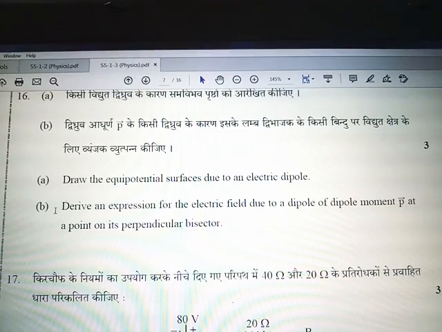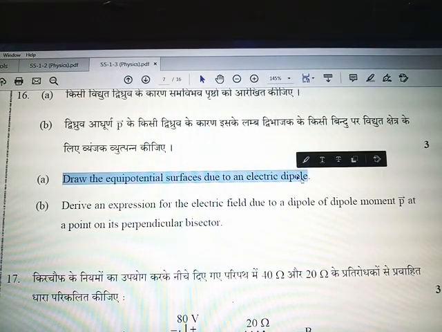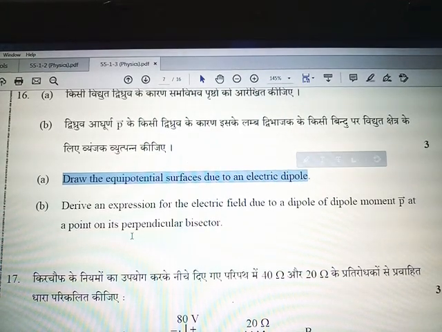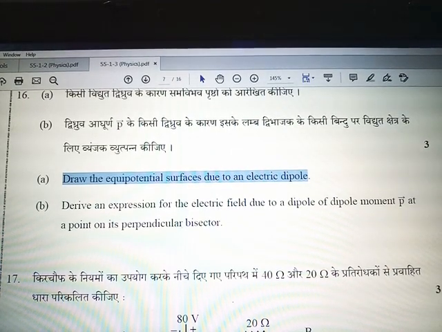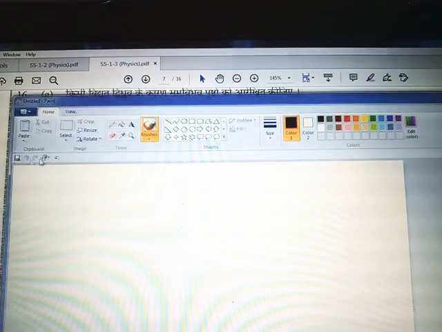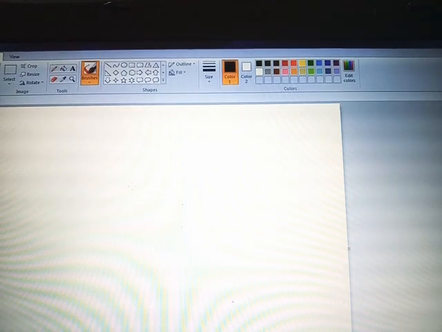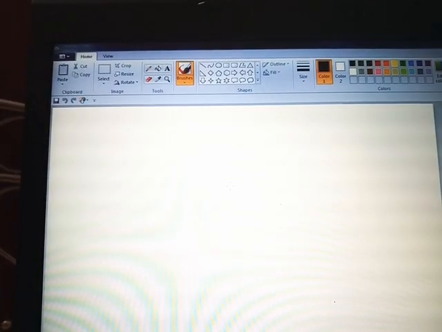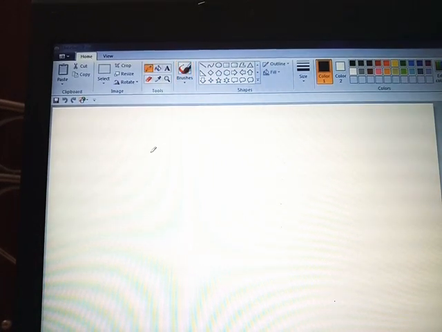In another question, you can check here. You have to draw the equipotential surface due to an electric field. We'll draw this one. First let me answer this. Right? How to draw it? First of all, you have to draw the electric field lines. You know the electric field lines are like this. Is it right?